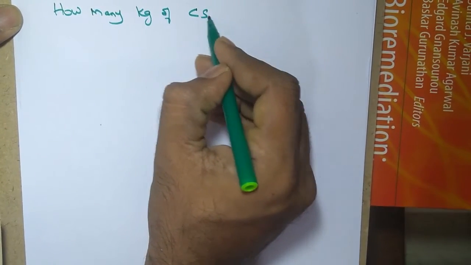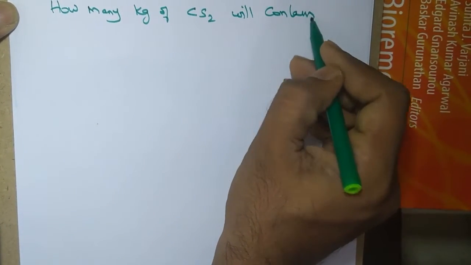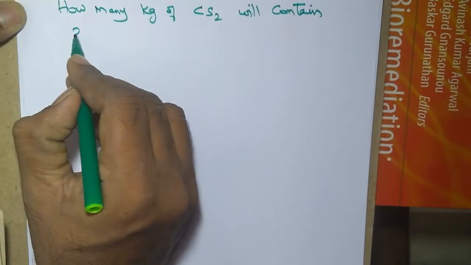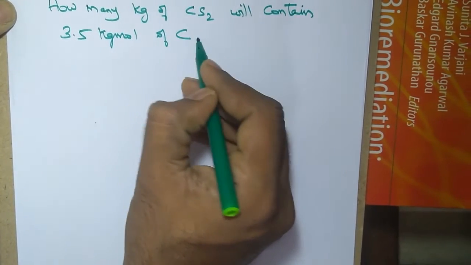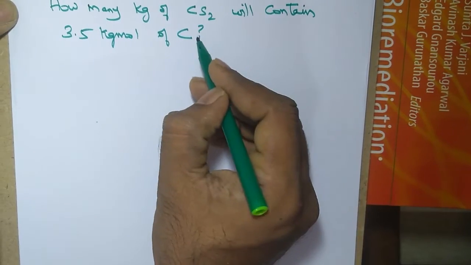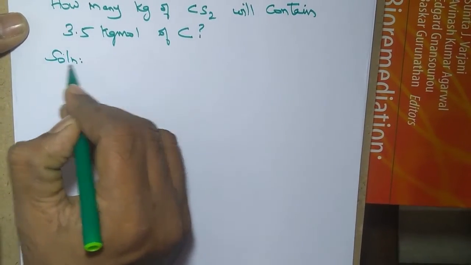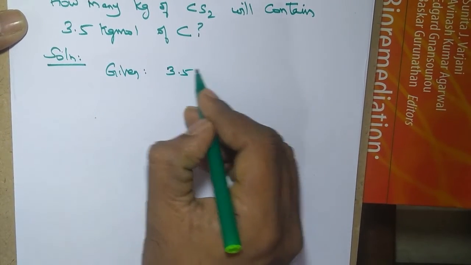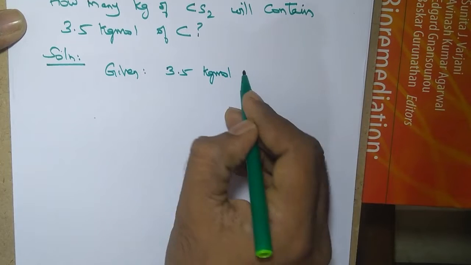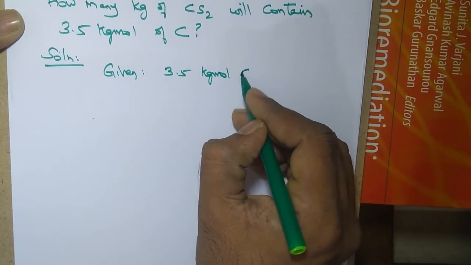In the previous problem, the mass of CO2 was given in grams, and the grams of carbon was asked. In this problem, we will find out how many kg of CS2 will contain 3.5 kg moles of carbon. First we will write the given data. It is given 3.5 kg moles of carbon.